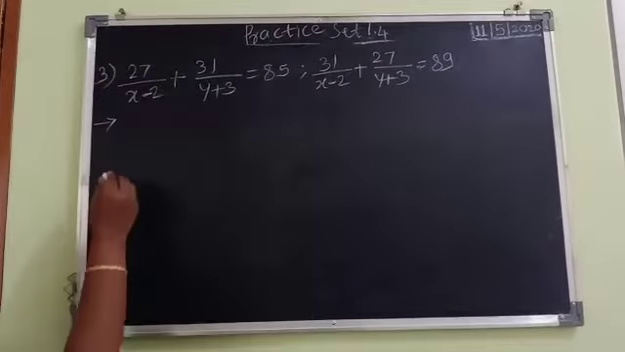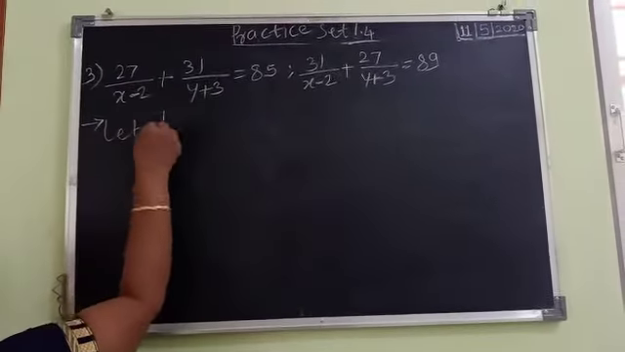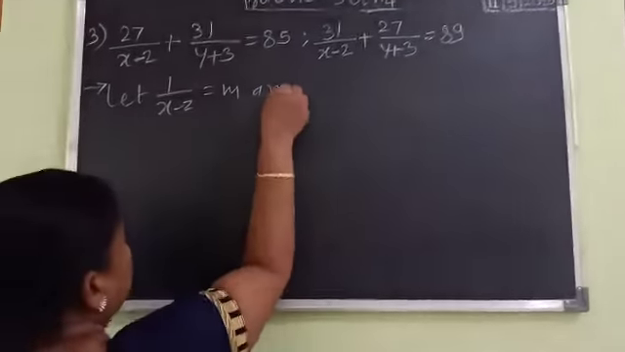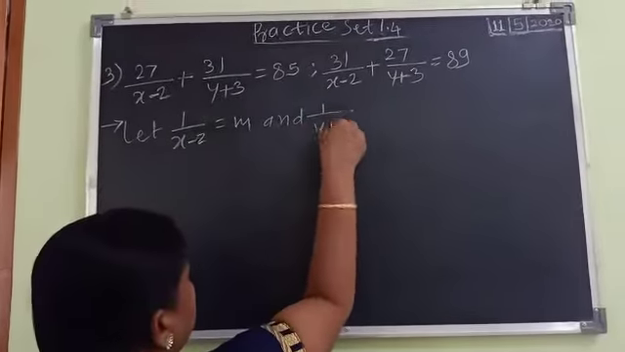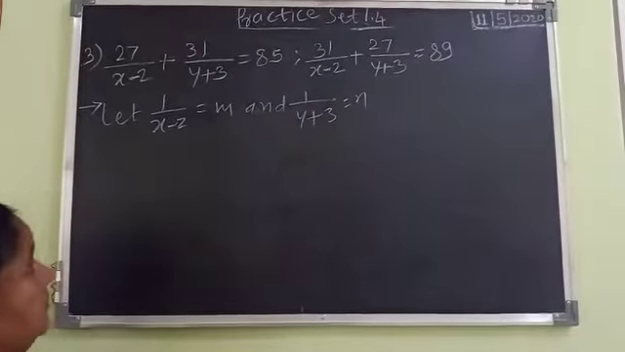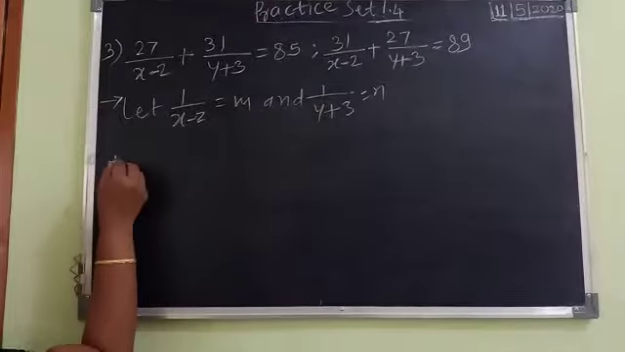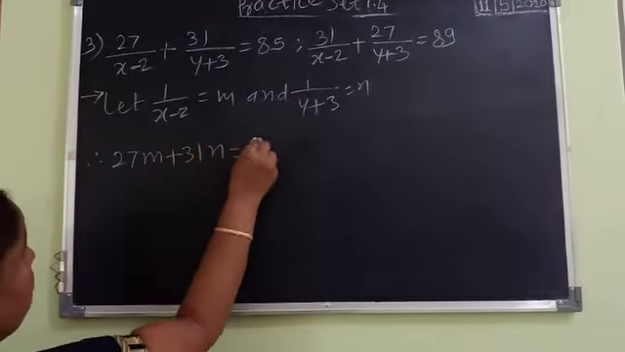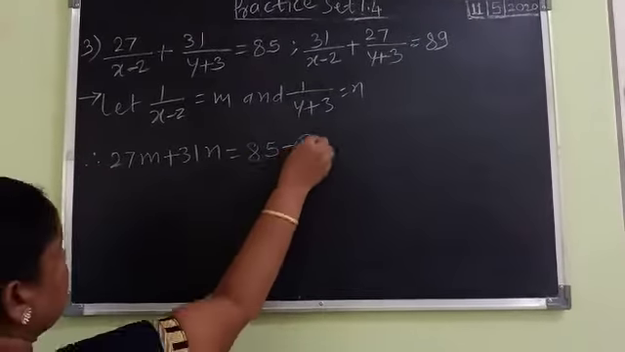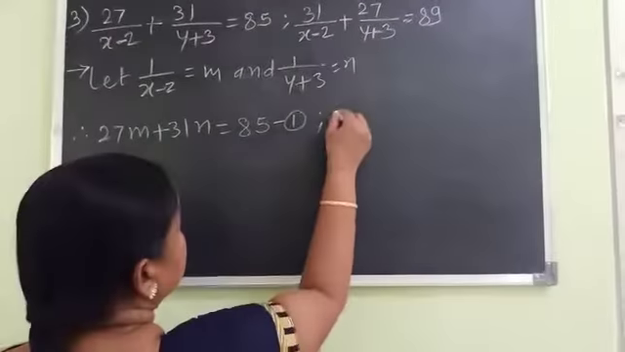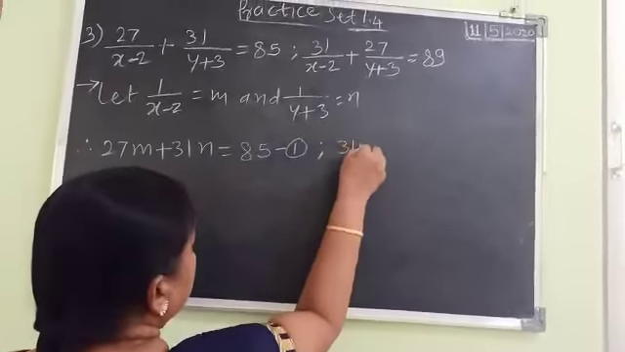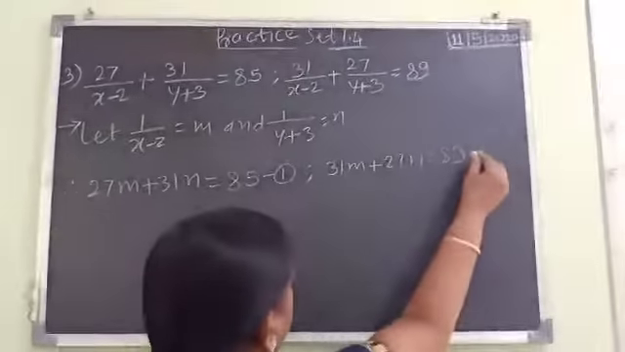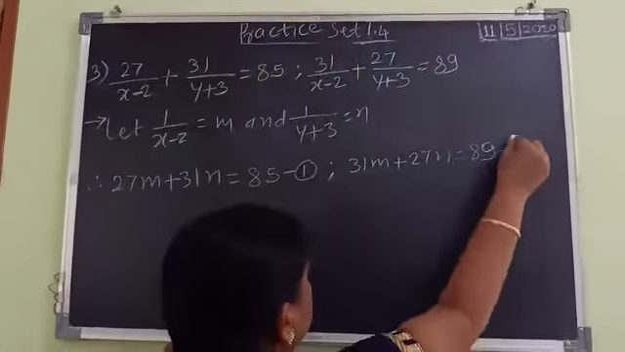Now let us put, let 1 upon x minus 2 is equal to m and 1 upon y plus 3 is equal to n. Therefore, the equation will be 27m plus 31n is equal to 85. Let this be equation 1. 31m plus 27n is equal to 89. Let this be equation 2.